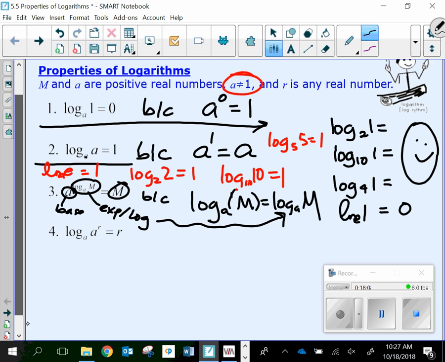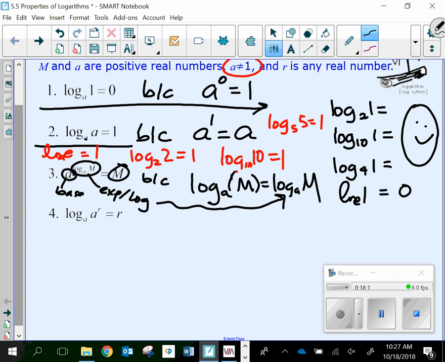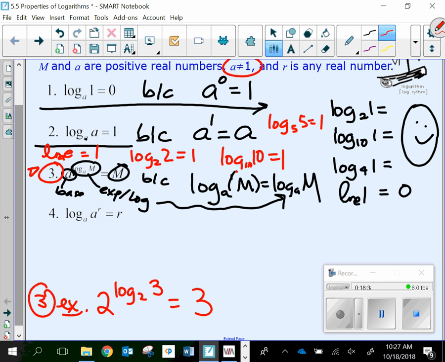Okay, so give me an example of this, but not with A's and M's. Give me some numbers in there. Somebody? 3 examples. 2 to the log base 2 of 3. Nice. Okay. So essentially, when you take 2 to a log base 2 power, that kind of cancels itself out. This one is super nice to recognize because it's just weird if you don't.